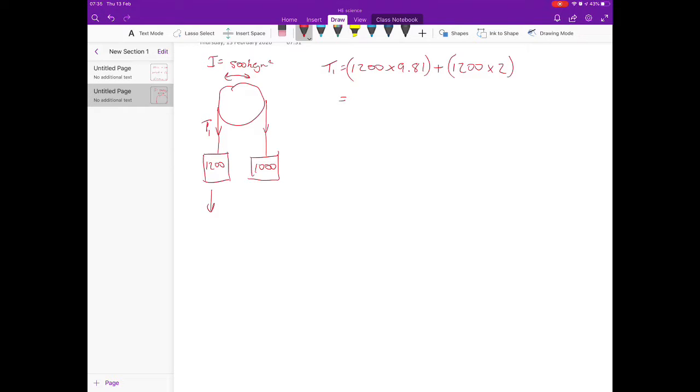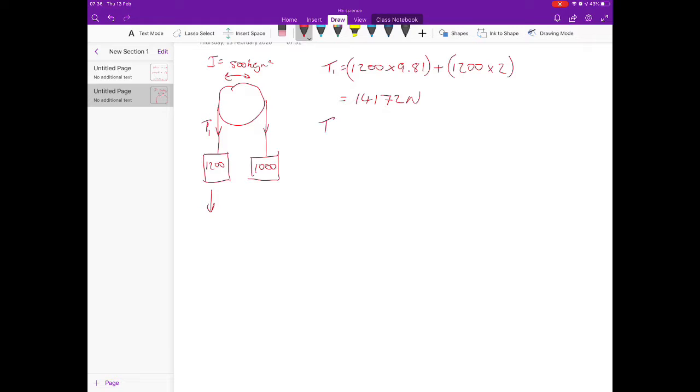And if we add all those together and type them in, 1200 times 9.81 plus 1200 times 2 gives us our force or tension of 14,172 newtons, and that's the tension in T1. We could have just as easily worked this out as saying 1200 times 11.81. We could have added those two accelerations together, gravity and the upward acceleration. That would have given us the same answer.